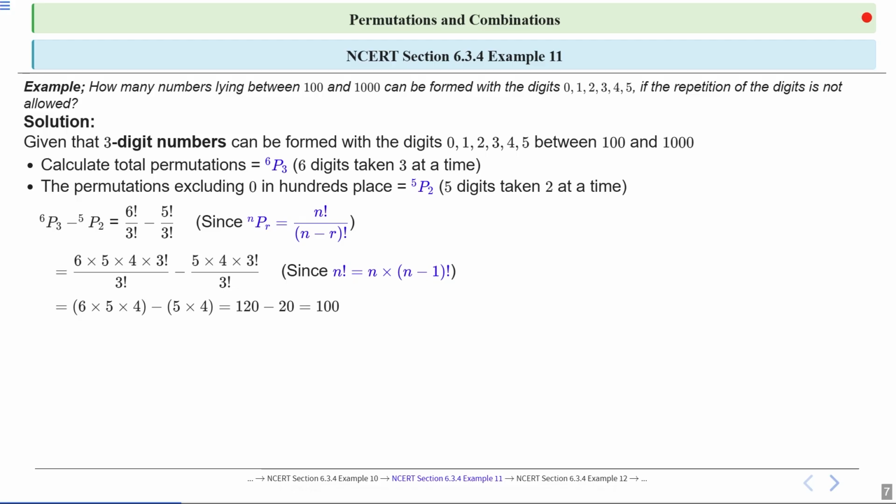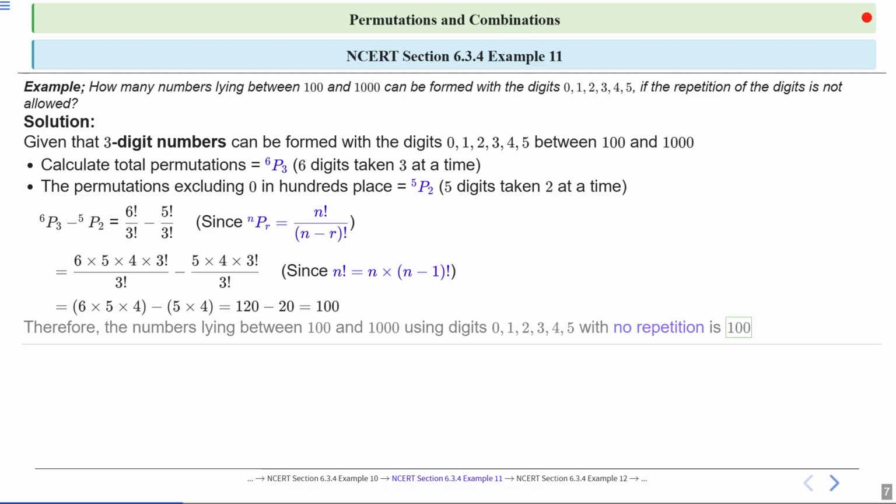Here we are doing the final calculation. This is equal to 6 into 5 into 4 minus 5 into 4, which is 120 minus 20, equal to 100. Therefore, the number of numbers lying between 100 and 1000 using digits 0, 1, 2, 3, 4, 5 with no repetition is 100. So this is the final answer. I hope it is clear to all of you. Now let's move to the next example.